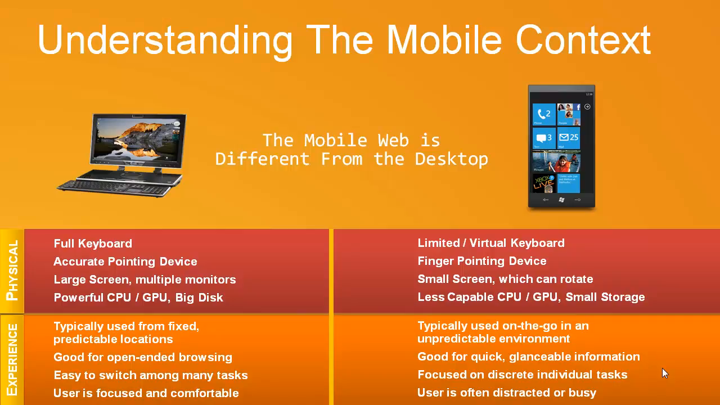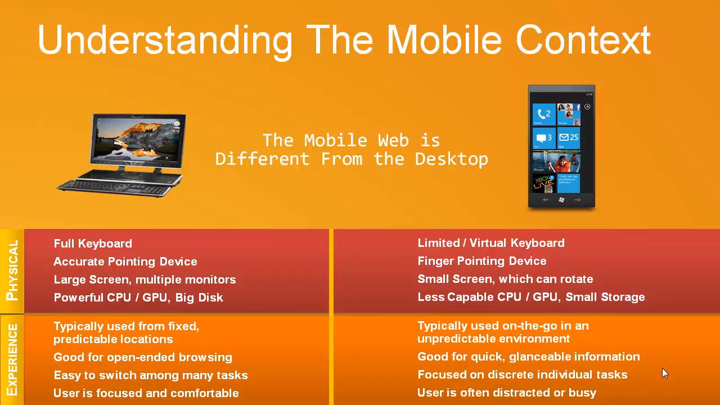And it's also good for quick and glanceable information, meaning that most of the time when you open up your phone is because you're going to get some quick information. You want to get that out of it as quickly as possible. And it's also good to know that it's focused on discrete individual tasks. On the phones, you don't have applications full of features, full of things, and flashy things going on all at once. On the phones, you're mostly focused on one task at a time, and the user is often distracted or busy.